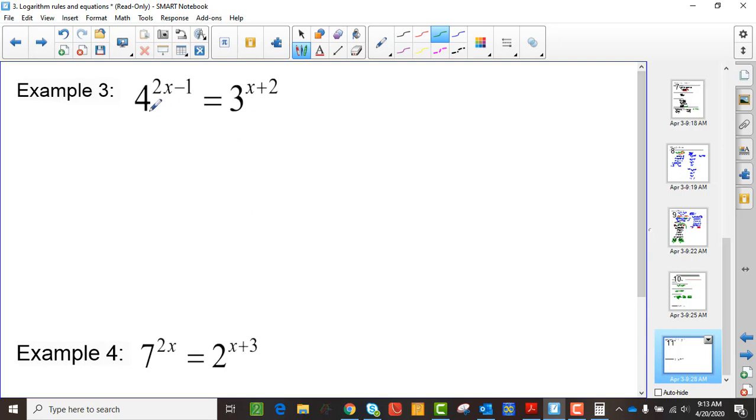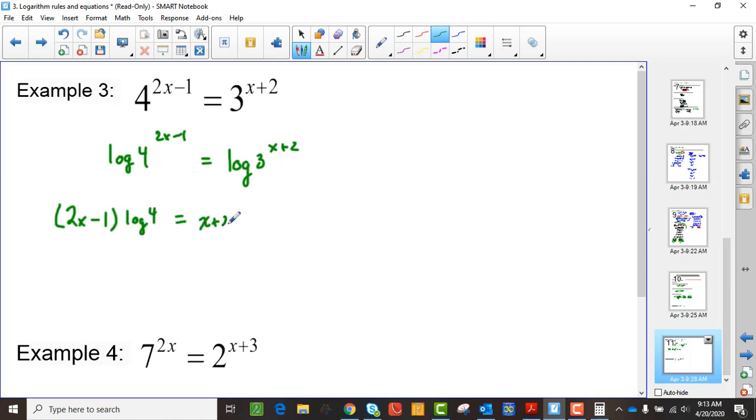So here's a question where I have 4 and 3. I have different bases. So I'm going to just put a log on both of them. Log 4 to the 2x minus 1 is equal to log 3 to the x plus 2. And then I'm going to bring the exponent down. So I'm going to have 2x minus 1 times log 4 is equal to x plus 2 times log 3.